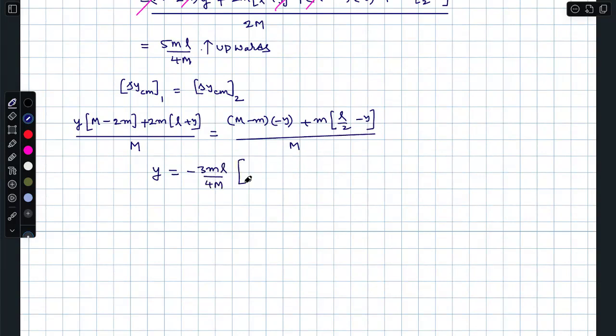So actually the negative sign indicates the displacement of the ladder is in the downward direction. I have given the explanation also. Downward direction.